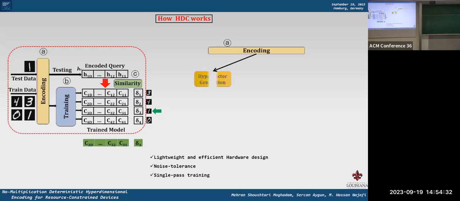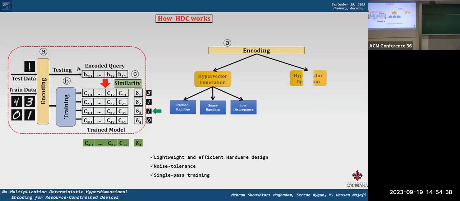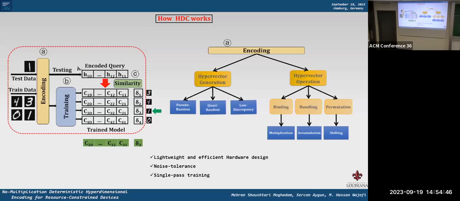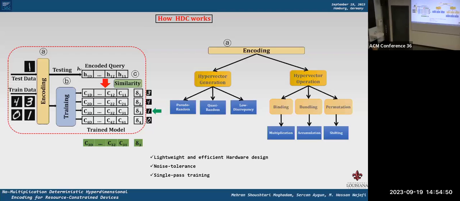The encoding process involves generating hypervectors in binary shape and subjecting them to operations such as binding, bundling, and permutation, which are respectively accounted as multiplication, accumulation, and shifting. To address the constraints posed by resource-limited devices, we have explored the utilization of quasi-random and deterministic sequences, aiming to reduce the model's complexity and increase hardware efficiency.